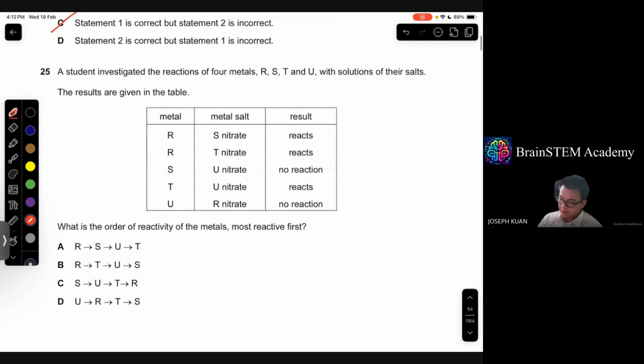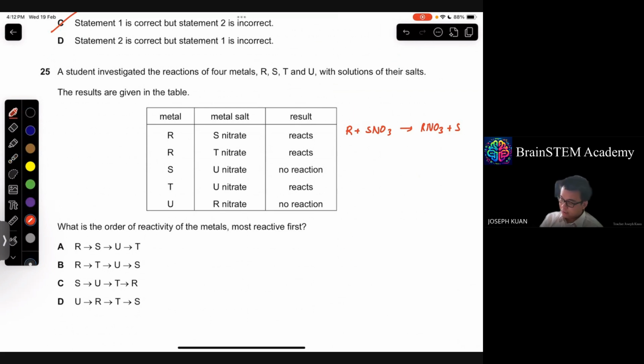Moving on, question 25. A student investigated the reactions of 4 metals, R, S, T, U, with solutions of their salts. The results are given in the table. What is the order of reactivity of the metals from most reactive? So this is a displacement reaction. For example, R reacts with S nitrate and it reacts. Means that R is more reactive than S, which means that it will be able to displace it and form a solution. There will be a positive reaction.